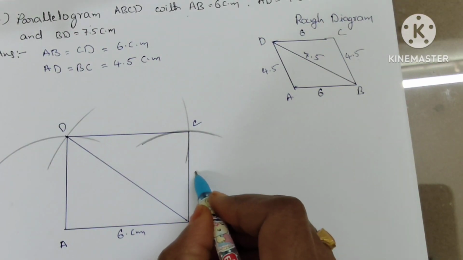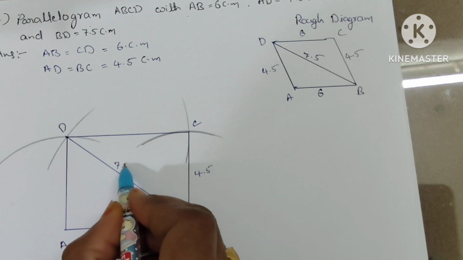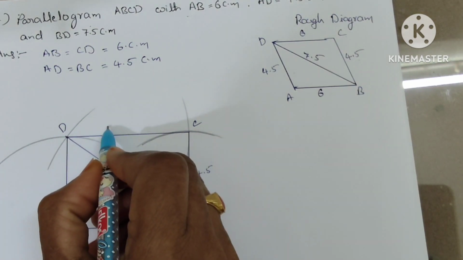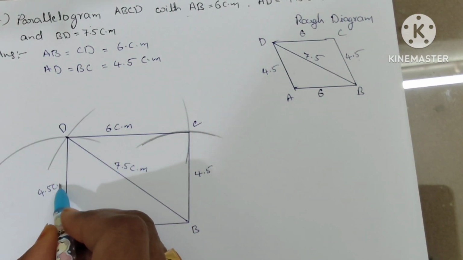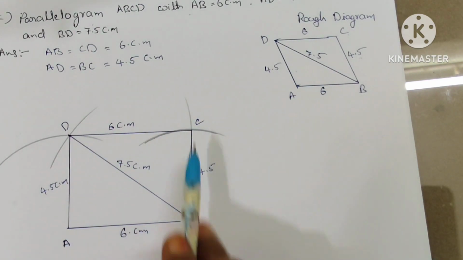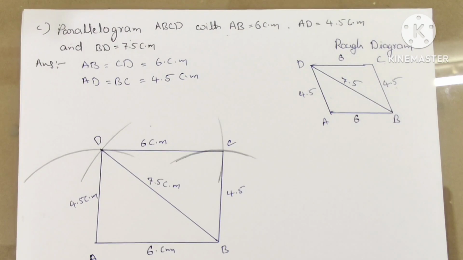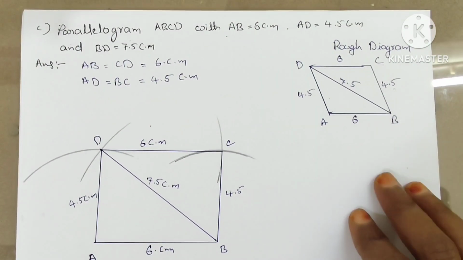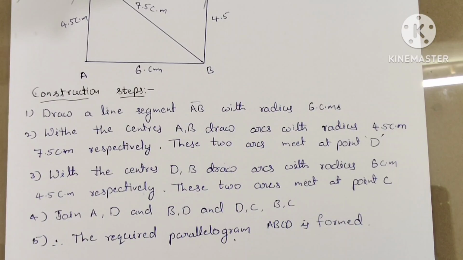Now here we write the measurements. Here BC 4.5 centimeters, diagonal 7.5 centimeters, DC 6 centimeters, AD 4.5 centimeters. Now these are our measurements. This is the parallelogram ABCD diagram. Next, construction steps. These 5 are the construction steps of this diagram.